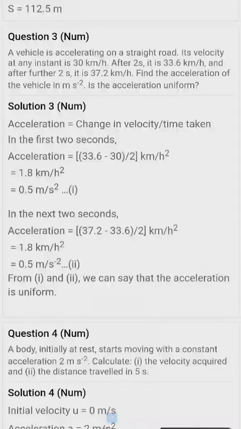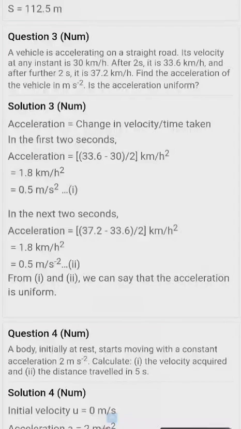What you can do is 33.6 minus 30, that will be 3.6, upon time 2 is 1.8. Then you multiply by 5 by 18. That also you can do it. No problem in that. You can do in that way also. Similarly, 37.2 minus 33.6. Because now for the second case, 33.6 will become the initial velocity and 37.2 will become the final velocity. So when you subtract, again you get 1.8. When you multiply by 5 by 18, you get 0.5 meter per second square.